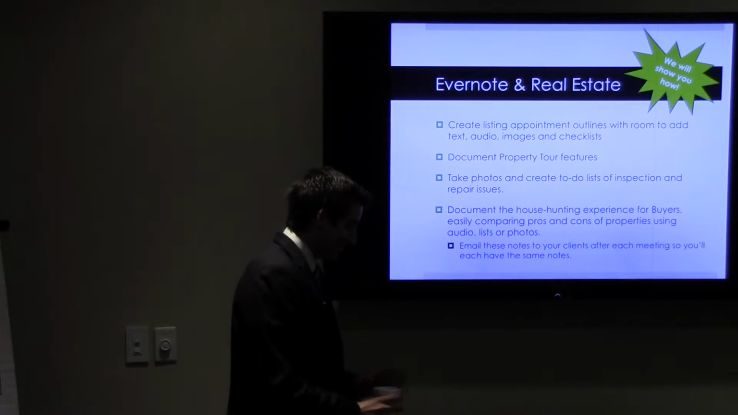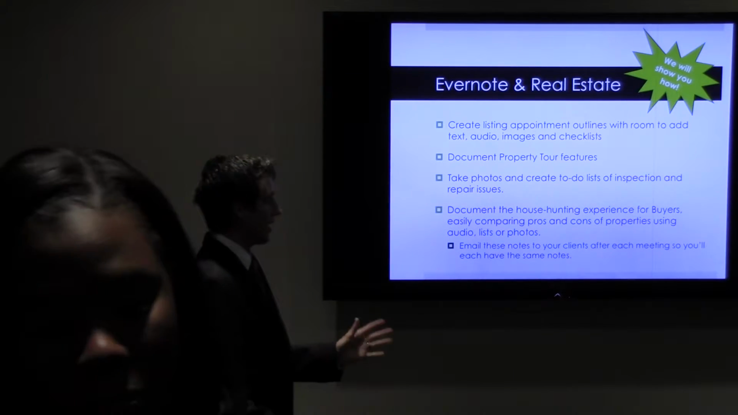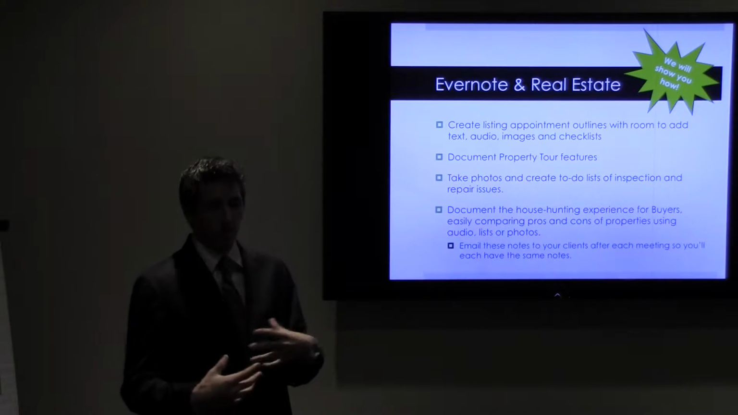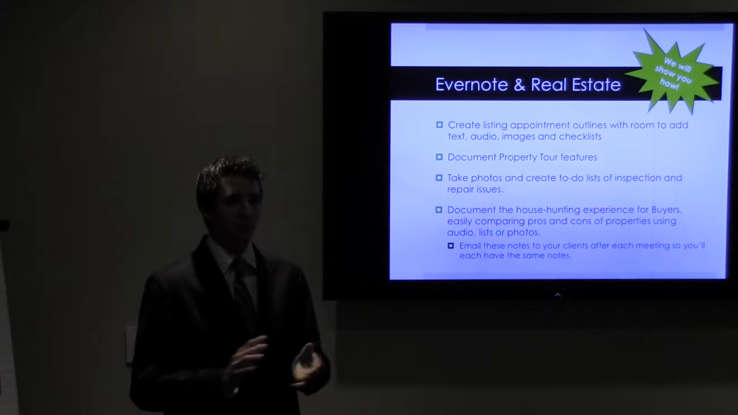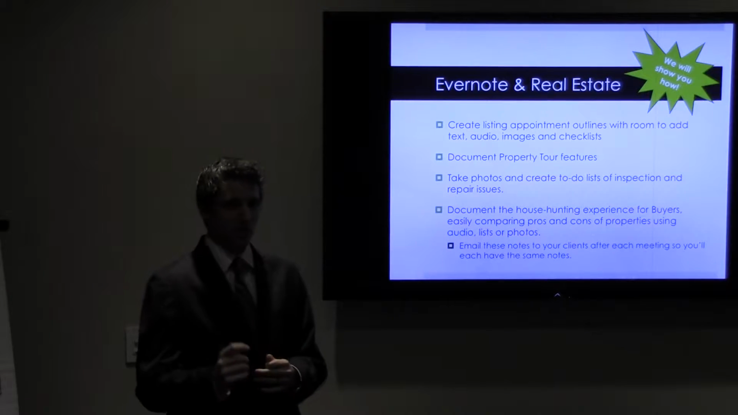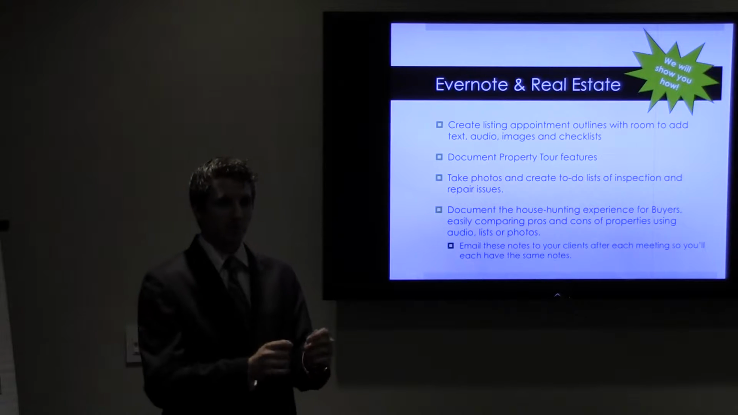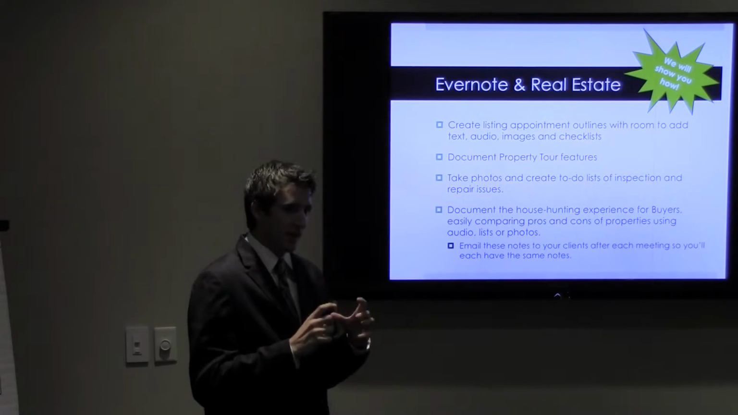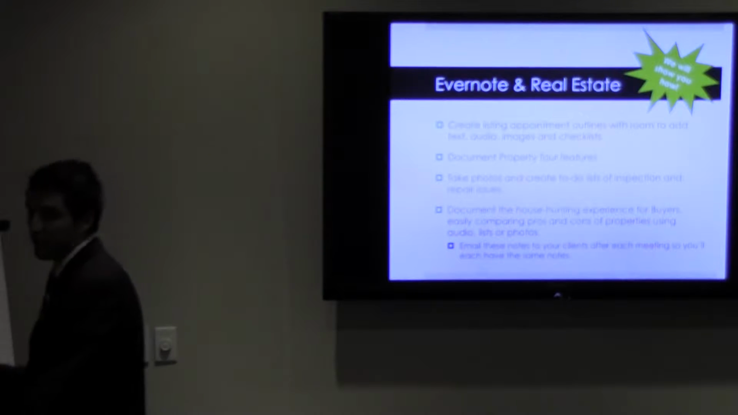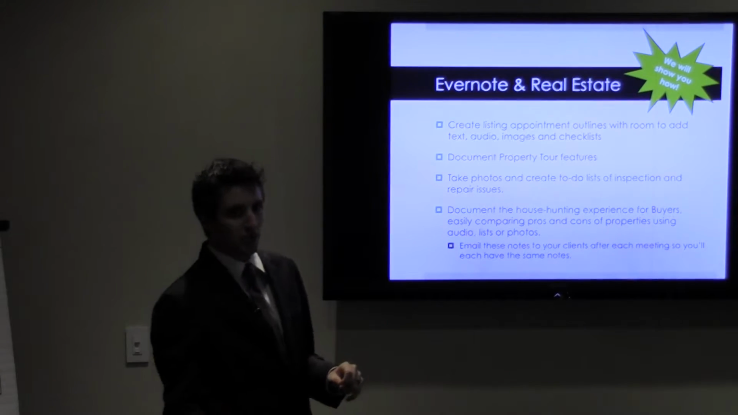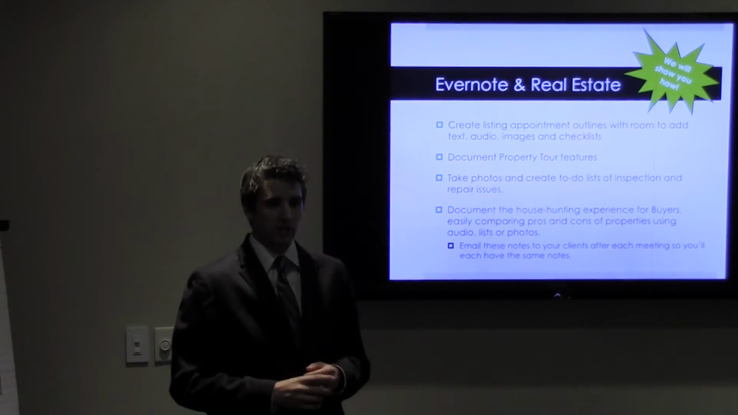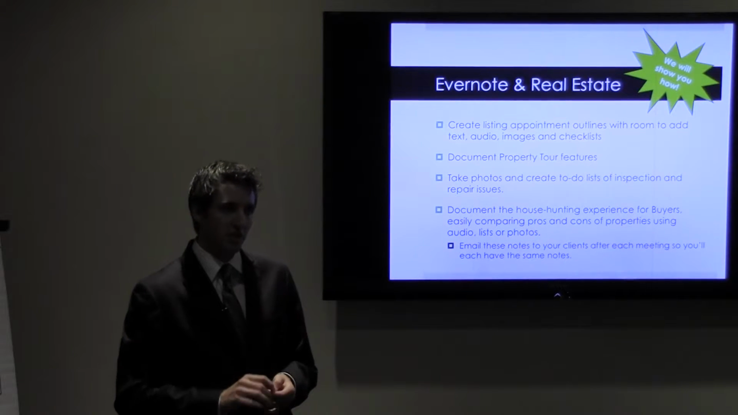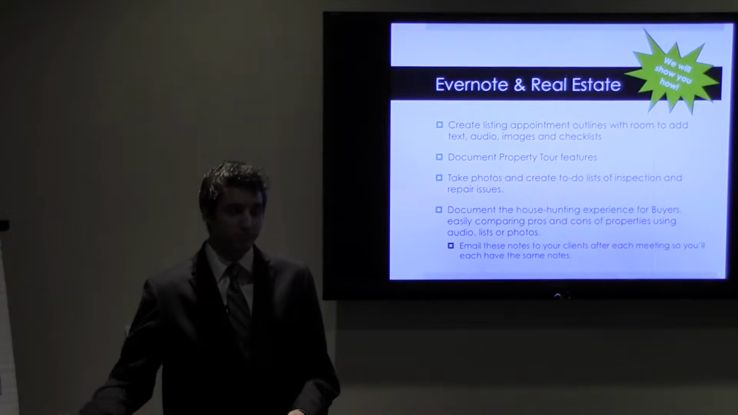Okay, so here's a few ideas that I highly recommend. You can create a listing appointment outline with room to add text, audio, images, and checklists. For example, if you walk into a house and it's filled with cats, love cats to death, but you're going to want to be able to take a picture of the carpet, take a picture of all this. Usually what my mom did was go through with her Panasonic camera, take a picture, take a picture, boom, boom, boom. Then she'd go back to her house, upload everything to her computer, put everything in an email, write the text about what's in the email, saying this is what needed to be fixed, and then send it to her client.